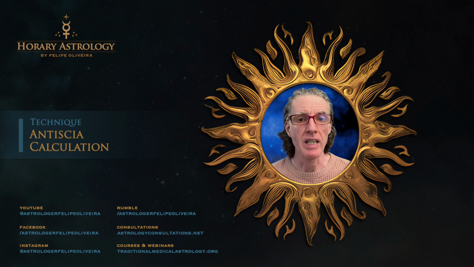The second location of each planet, Arabic part and node is called its Antiscion. The plural is Antiscia. For the sake of simplicity, throughout the video I'm going to refer only to planets and Fortuna. But now you know that it applies to any point in a chart. I was asked if Antiscia can be calculated for house cusps as well. In theory, yes, it's all geometry. However, in practice I haven't seen that of being of any use.